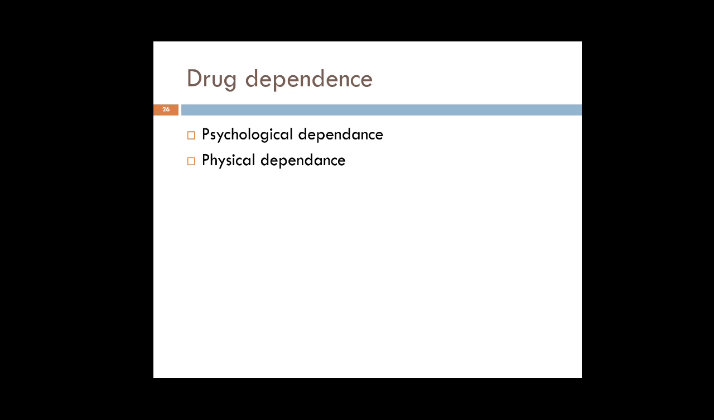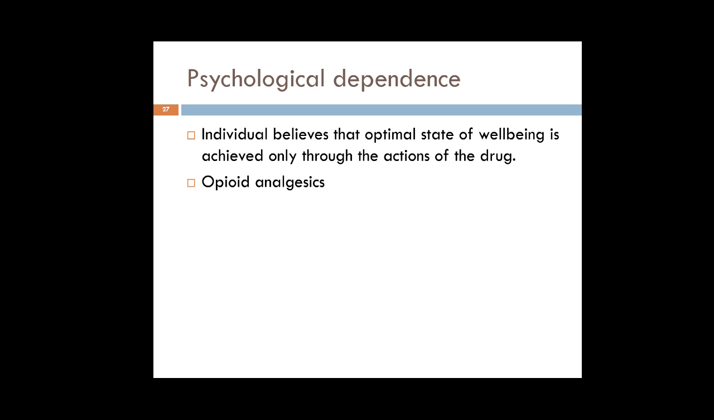Another reaction is drug dependence. Drug dependence can be classified into psychological and physical. There are many other terminologies in drug dependence, but we will not go into the detail. So we will stick to these terms, that is psychological dependence and physical dependence. What is psychological dependence? In this kind of dependence, the individual believes that the optimal state of well-being is achieved only through the actions of the drug. Are you getting this? The individual believes that the optimal state of well-being is achieved only through the actions of the drug.